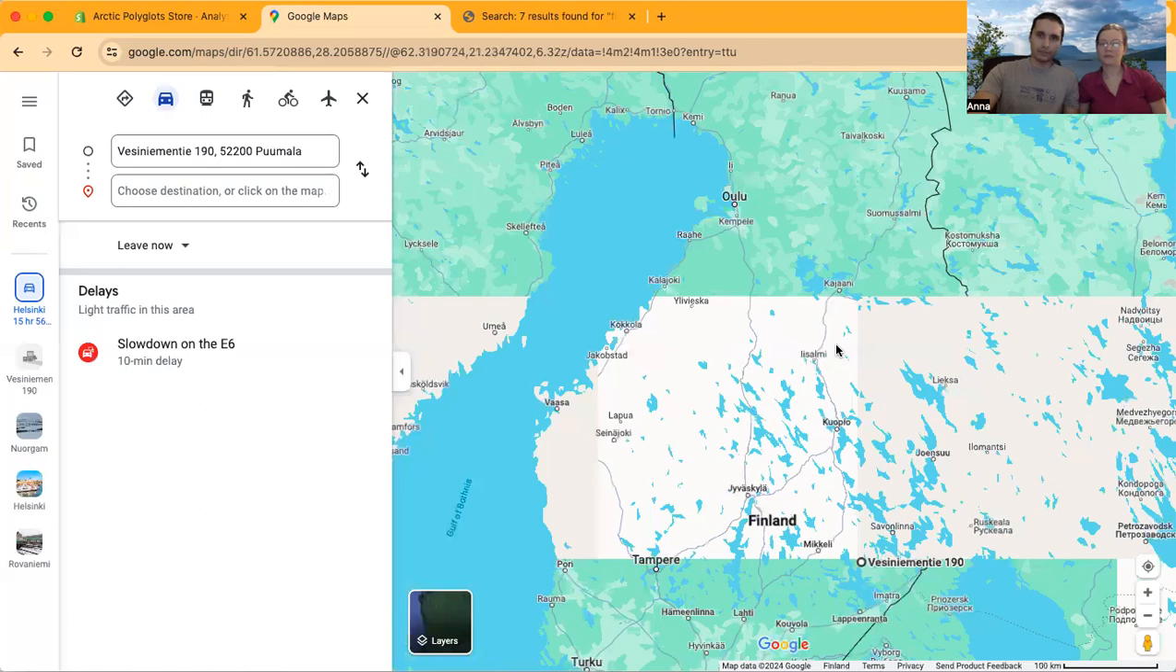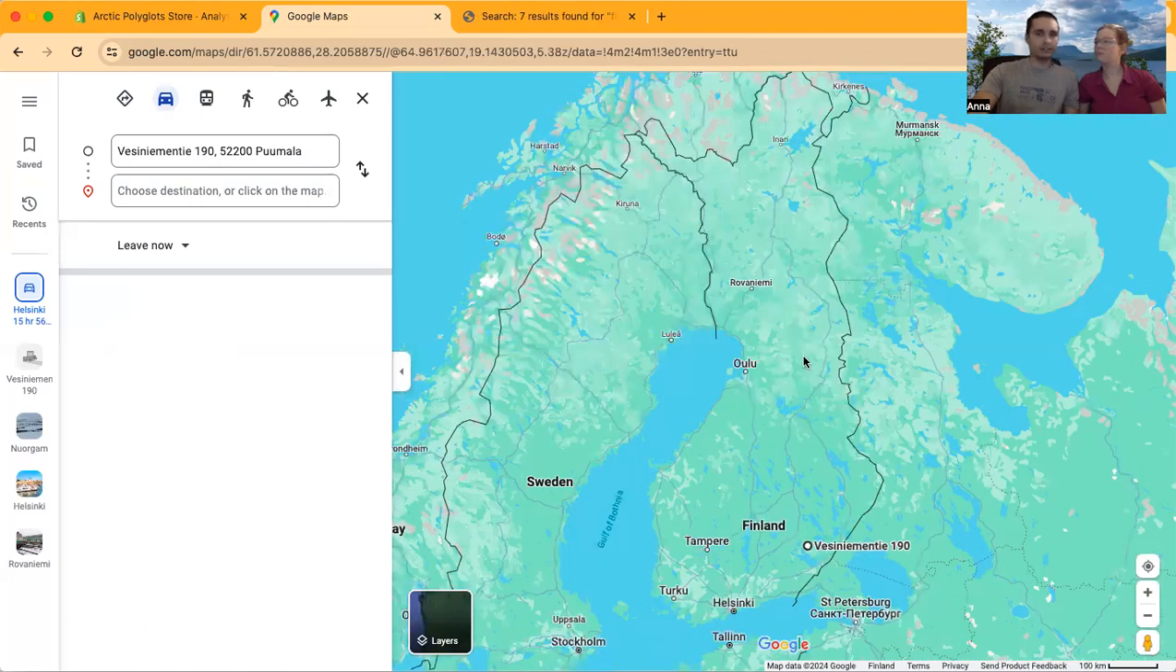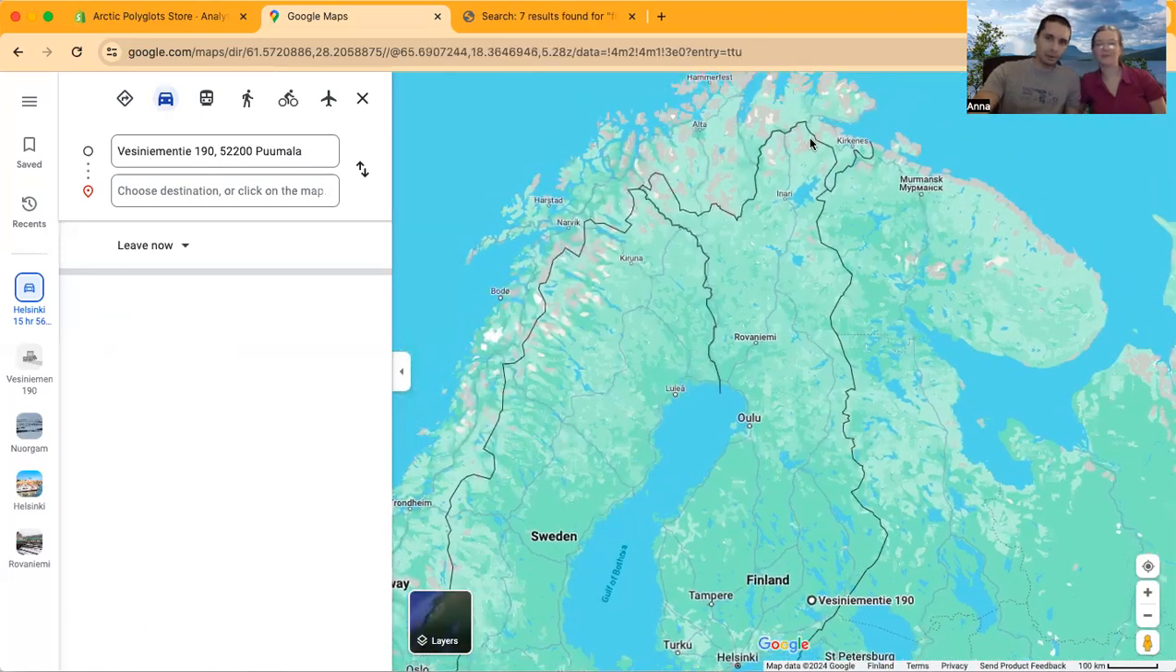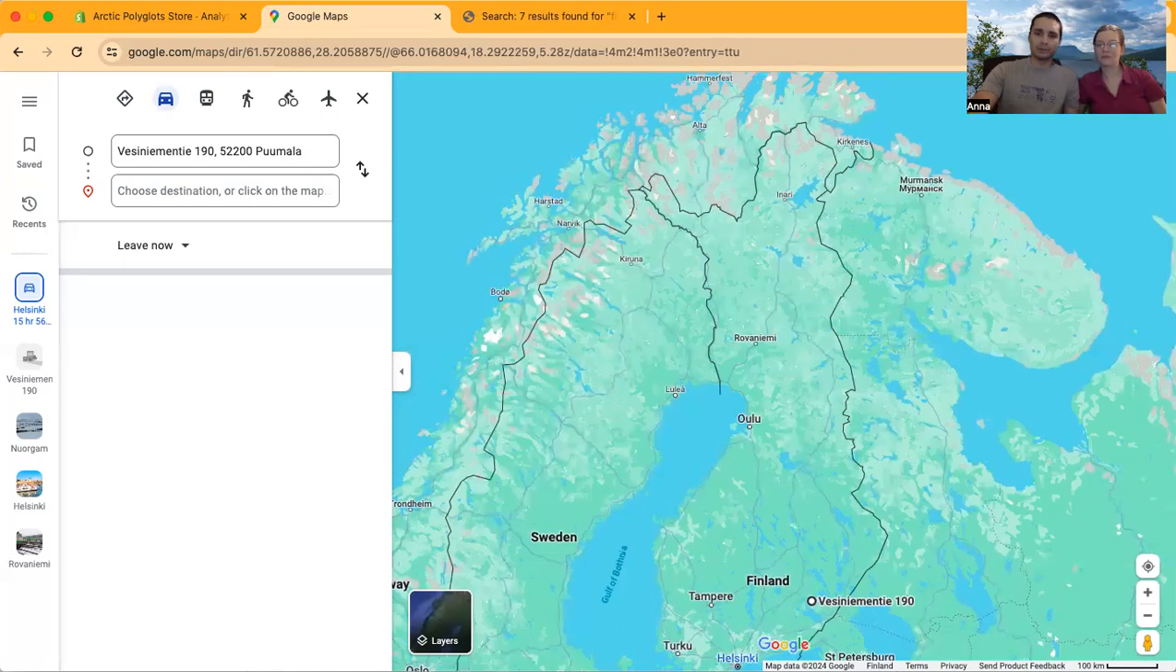And I've traveled more than the average Finn. For example, I've walked from here, Nuorgam. It's the northernmost village in Finland and also the northernmost settlement in the whole European Union. So I've walked from here all the way to Helsinki, and I've cycled it in the other direction. And I've made many road trips around Finland.